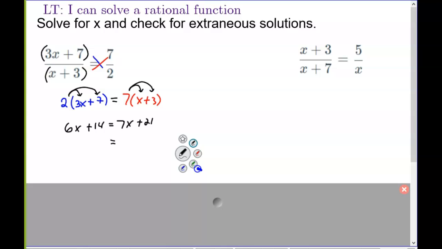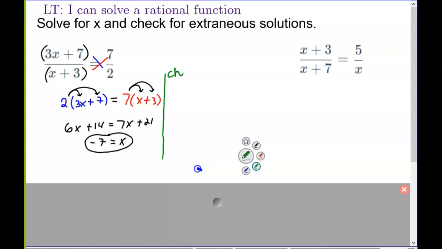I like to move this 6 over here, so I subtract 6 from 7 and I get 1x. By minus 21, we get negative 7. And then we're technically done, except for check.